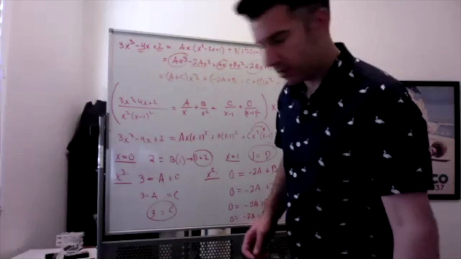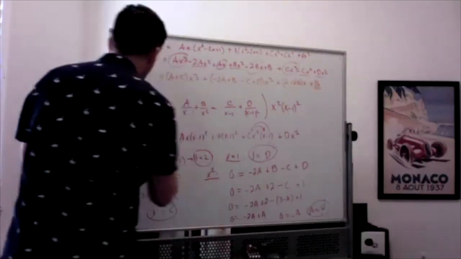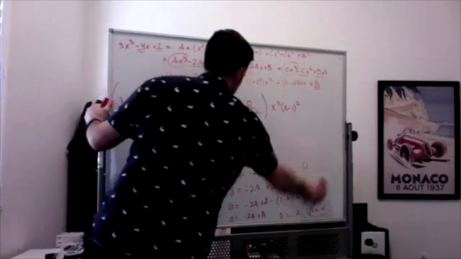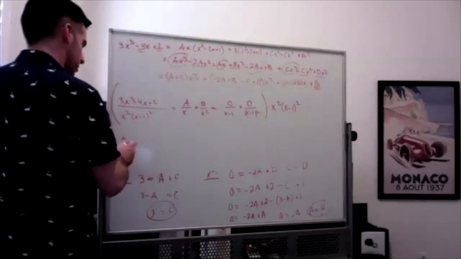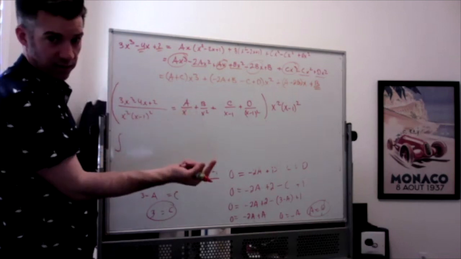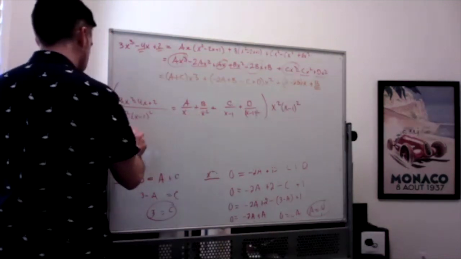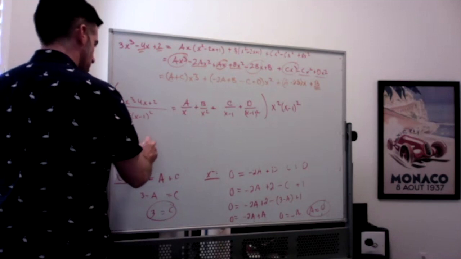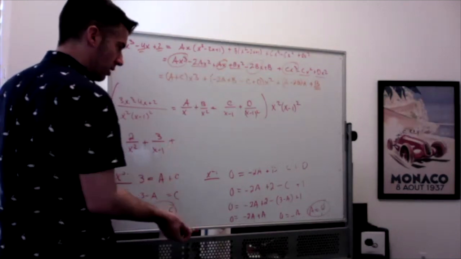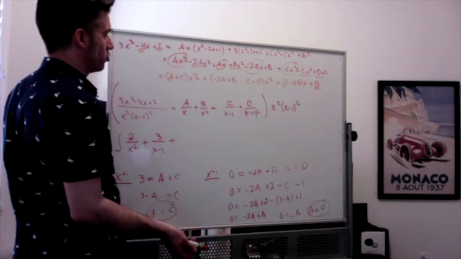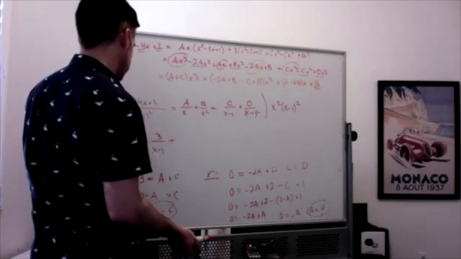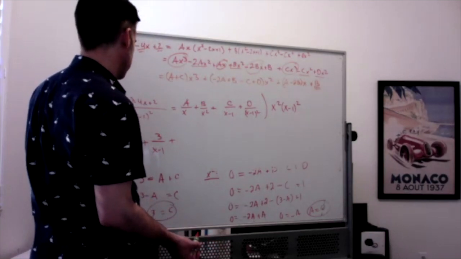All right, now to actually finish the problem, we're going to be integrating. A was 0, so we don't have any zero, we have 0 over x. B was 2. C was 3. And D was, I forgot what D was. And I erased it too.